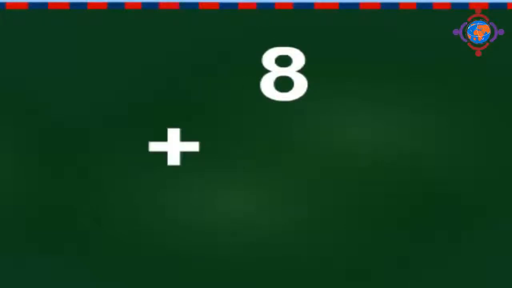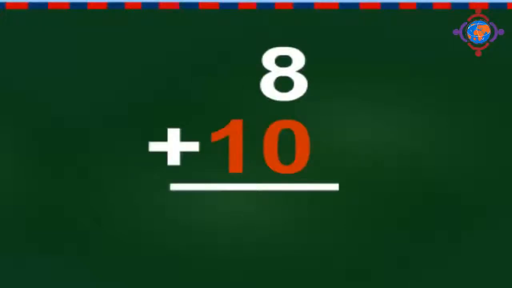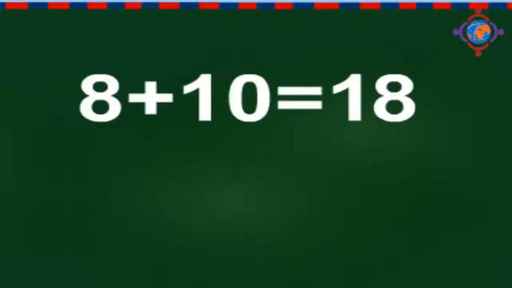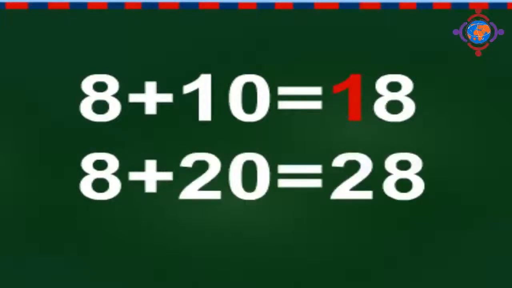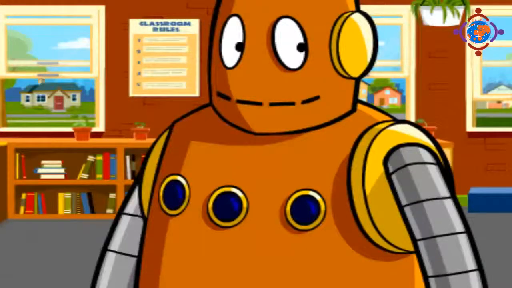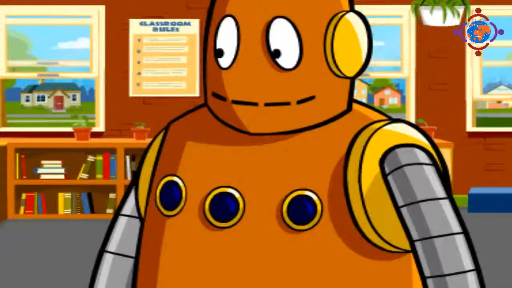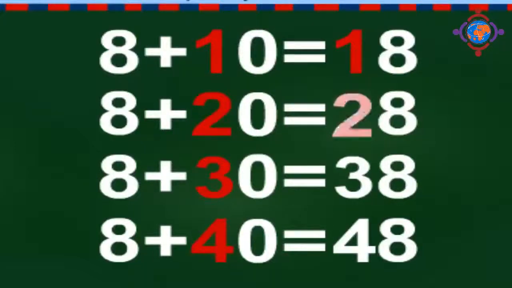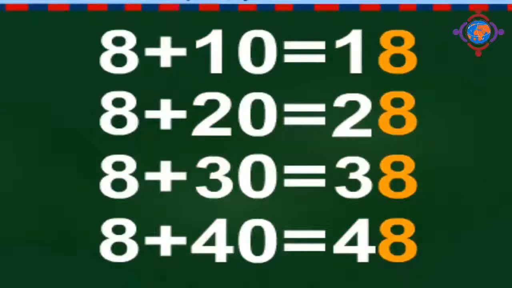We can start with 8 and add on 10 to make 18. All you have to do is add 1 to the tens place. Now we can start with 8 and add on 2 tens. Right, Moby, there is a pattern. When you add tens to a number, the tens place changes, but the ones place stays the same.